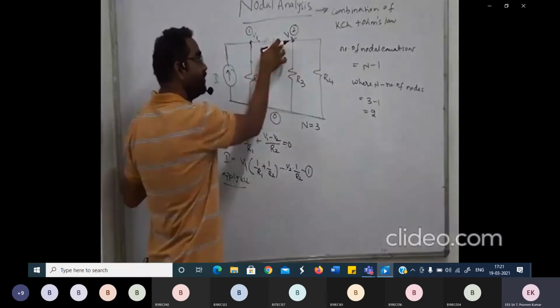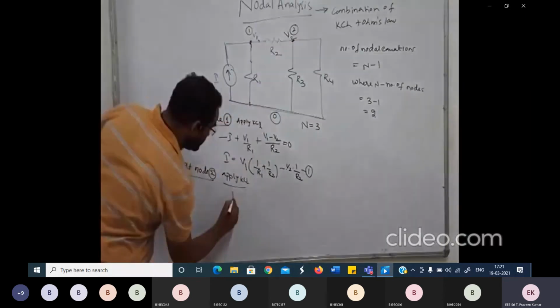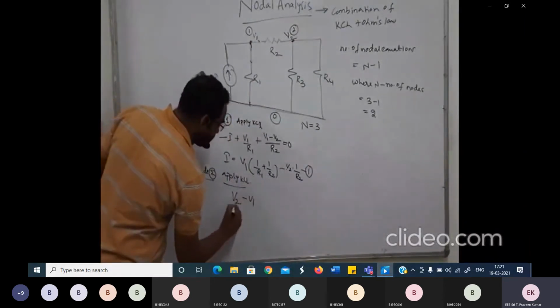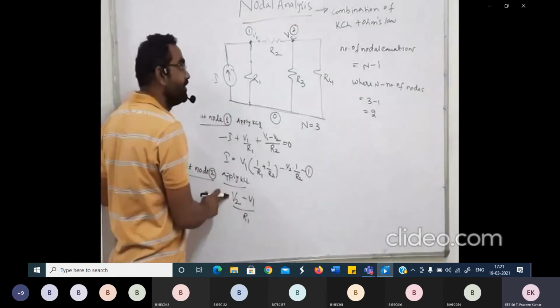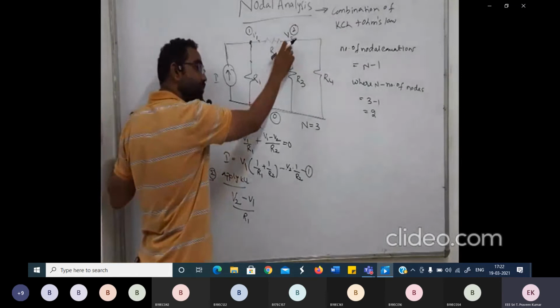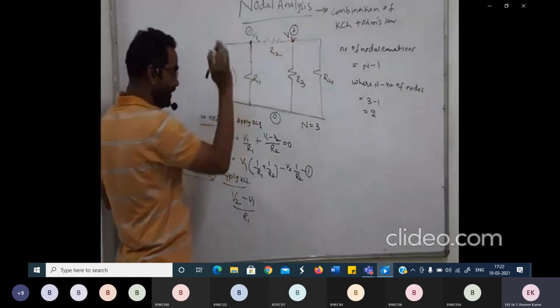The current flowing through R2 will be the net voltage, nothing but V2 minus V1 divided by R2. The current in R2 will be V2 minus V1 by R2. Now why am I taking V2 as positive here? The reason is I am considering node 2 now. I consider V2 is at higher potential compared to V1.